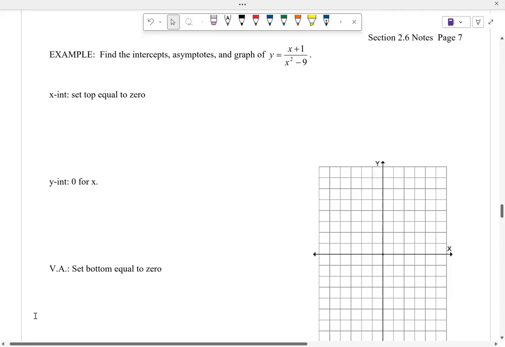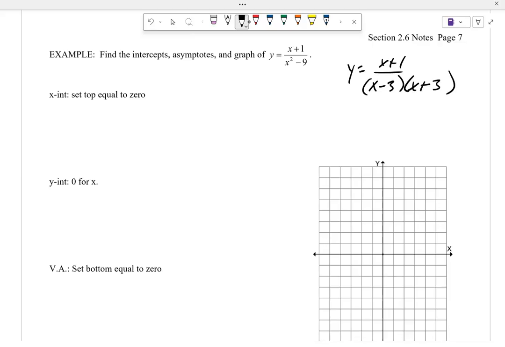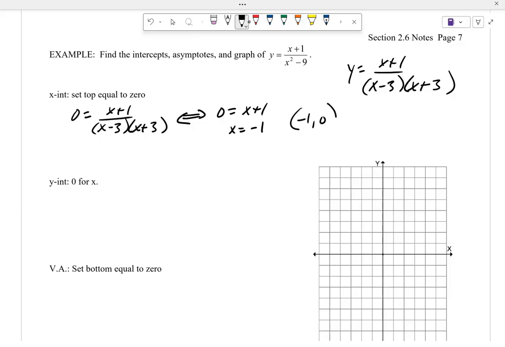Let's try this one here. We've got x plus 1 over x squared minus 9. X plus 1. I'm going to factor the bottom. X minus 3, x plus 3. Let's find our x-intercept by letting y be 0. So this will be true anytime the numerator is 0. The numerator is 0 will be 0 over whatever. So x equaling negative 1 is our x-intercept. So we hit right there.